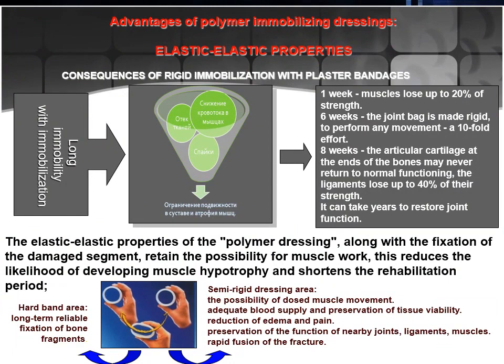Probably, from a traumatologist's point of view, this feature is the most important thing: the elastic property of the polymer material. In the right part of the slide, pay attention to a small text. Look, ensuring the complete immobility of the segment of our limb: 1 week of immobility and we lose 20% of muscle strength. 6 weeks, and this is a period comparable to immobilization, that is, an immobilized fracture with displacement. 6 weeks, the articular capsule becomes rigid, and to perform any movement we will need an order of magnitude more effort, that is, a tenfold effort.